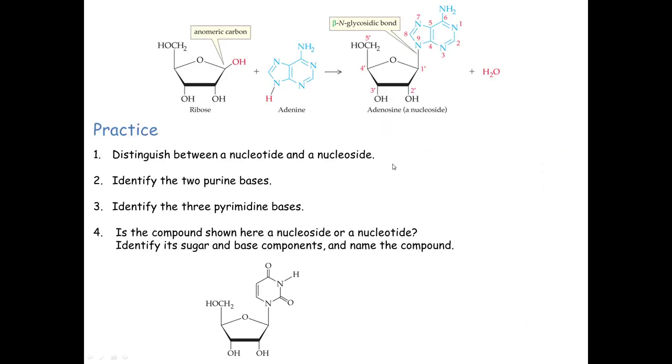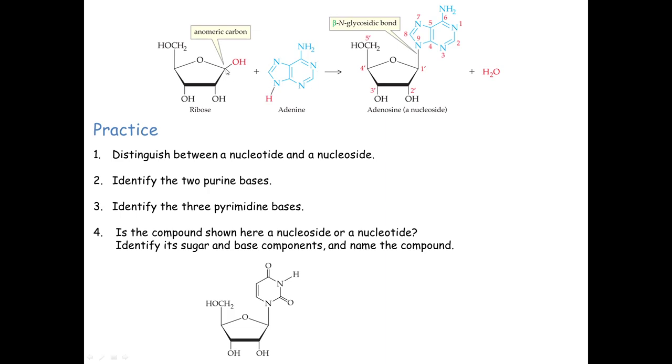Okay, let's do a little practice questions. Make sure you understand those concepts. So at the top is my little figure again. I'm putting ribose together with adenine, right? And adenine has no oxygen. You probably guessed that from the structure. We've done this a couple times now.